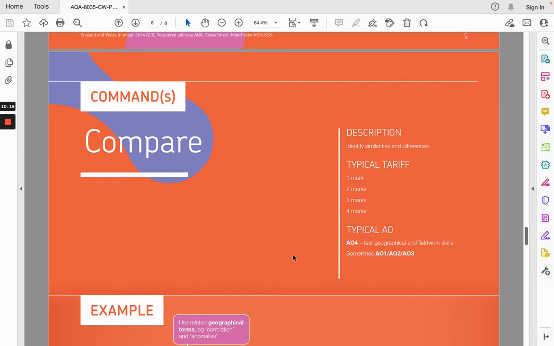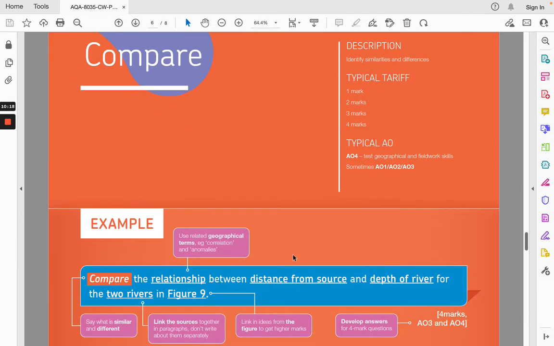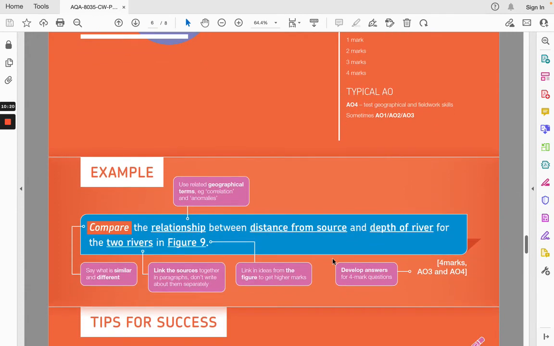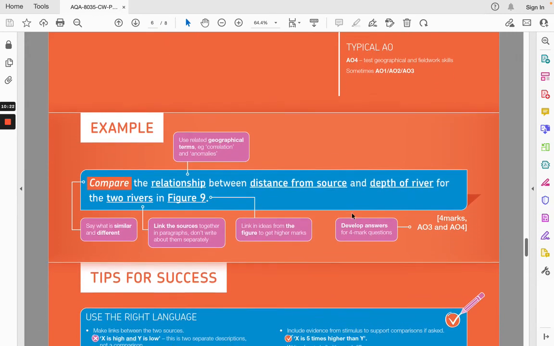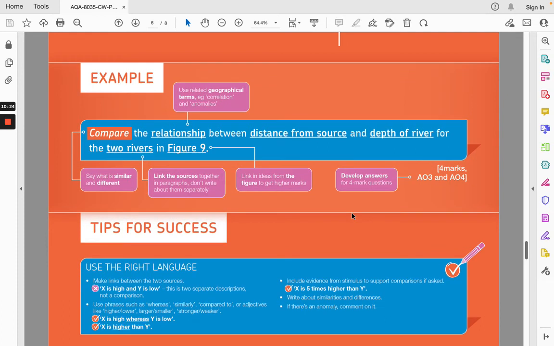Compare. Pretty straightforward. But again, as with questions like this, be specific. So you can see here, look, on the use the right language. Use it, X is high and Y is low. Oh, so it's using it as a different sort of explanation there. So it's saying, oh, well, actually, let me slow down. So this here, X is high and Y is low, that's actually just two descriptions.